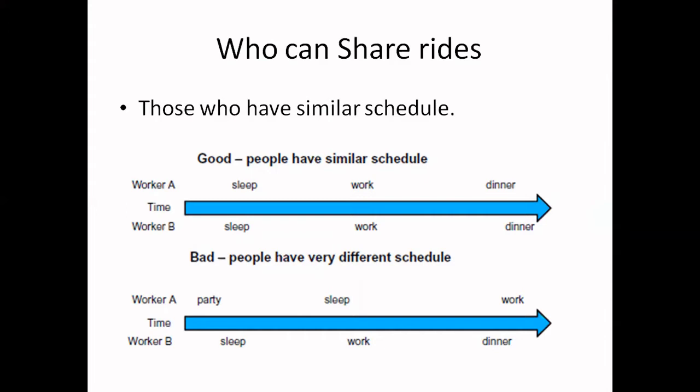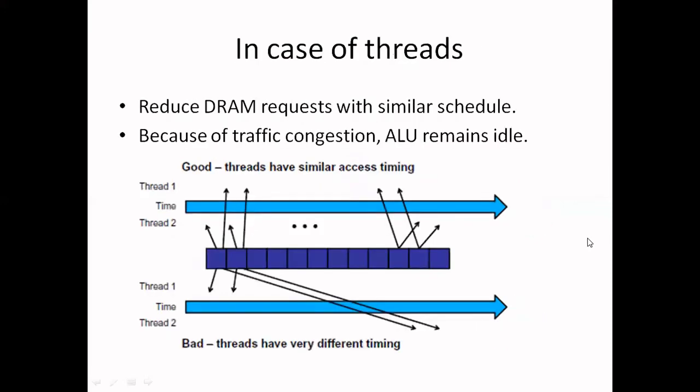So, in that case, if the people have similar schedules, they can share a ride. However, if they don't have similar schedules, they will not be able to share their ride. Similar is the case with our threads. Every thread wants to access the DRAM, our global memory.